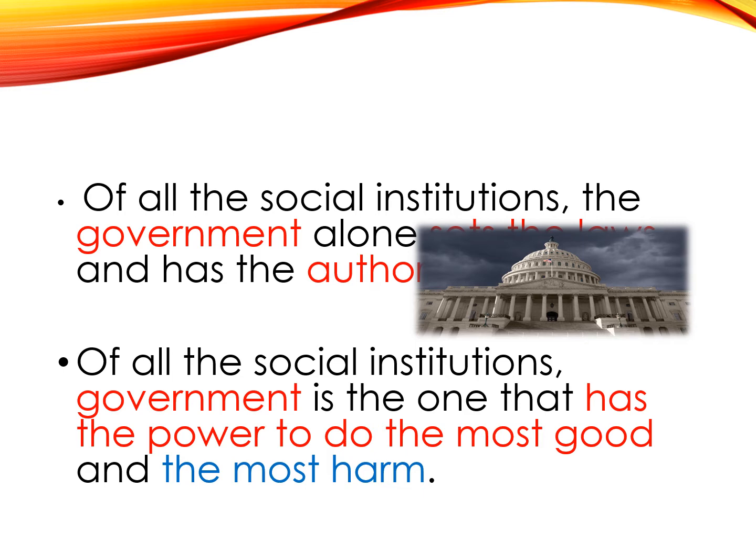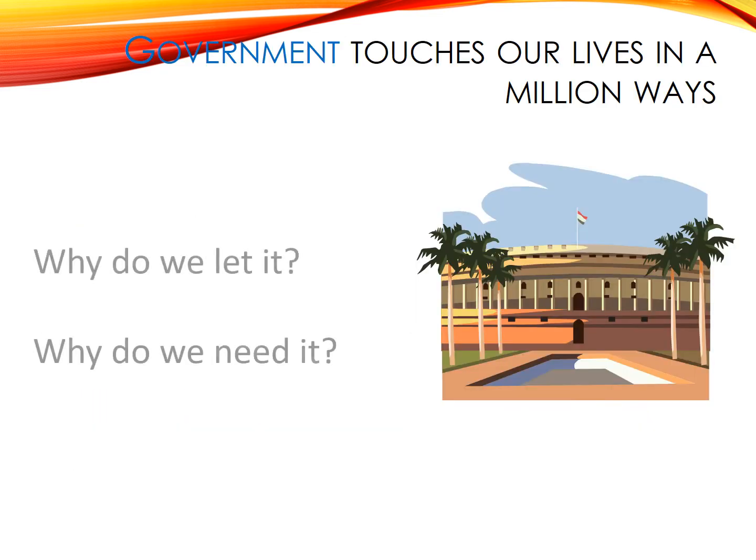Of all these social institutions, the government alone sets the laws and has the authority to kill. Of all these social institutions, government is the one that has the power to do the most good and the most harm. Government is everywhere. Government touches our lives in a million ways.